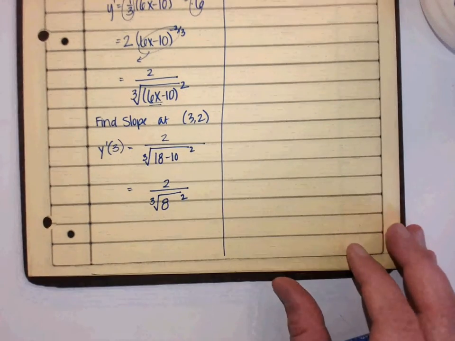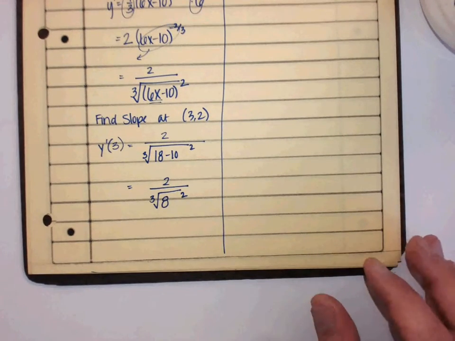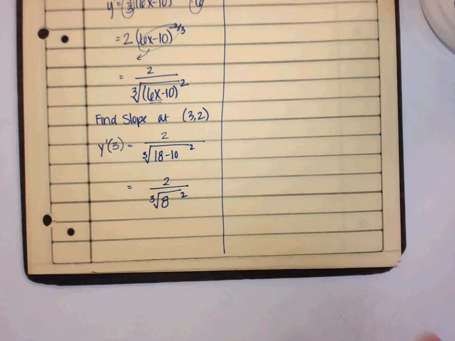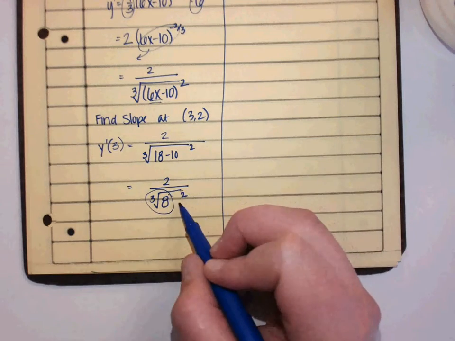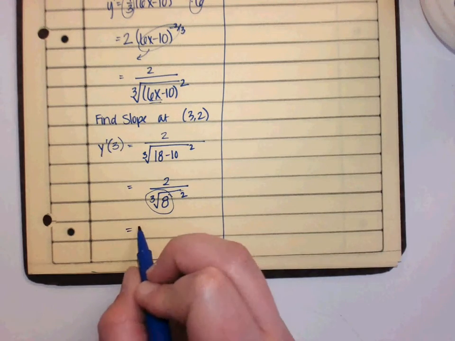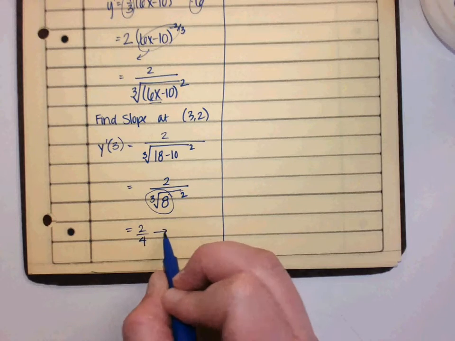Okay, it's the cubic root of 8, and then squared. Now, you can square first, but just cubic root first. What's the cubic root of 8? 2. What's 2 squared? 4. And then 2 out of 4, as Yoshi said, is a half.